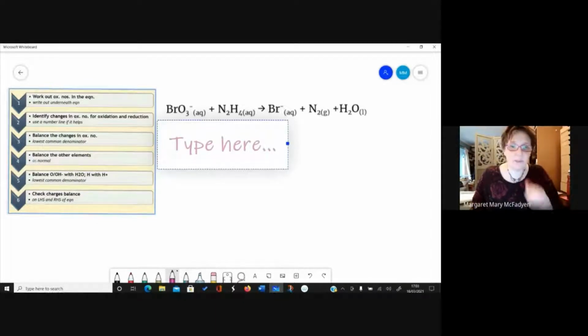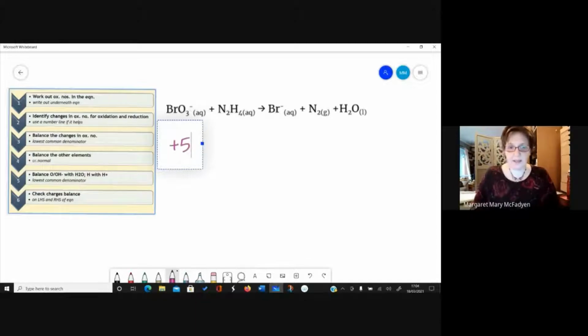So if we look at this bromate here, we see that the 3 oxygens would give us a total oxidation number of 3 times -2, which would be -6. This whole ion has a charge of -1, which means that 5 of those 6 negative charges are being cancelled out by the bromine, and therefore the oxidation number of bromine here is +5. Let's make that size appropriate.